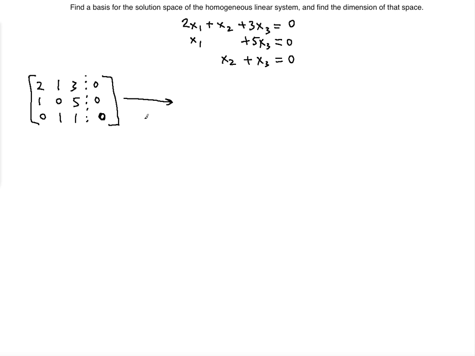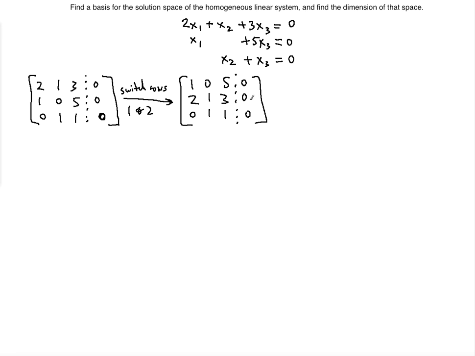To do this, we're going to first switch rows 1 and 2, because we want to have the leading one on top instead of in the second row. 1, 0, 5, 0, and this one goes below: 2, 1, 3, 0, and then 0, 1, 1, 0. Now the picture looks better.